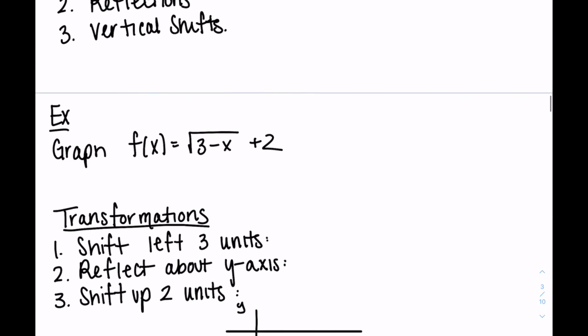So let's look at an example. We've got f of x equals the square root of 3 minus x, plus 2. So I've got three things going on. First, I've got the negative x. That's going to be a reflection. The plus 2 tells me I'm going to move it in the vertical direction. And then the positive 3 tells me I'm going to apply it to the horizontal. So my first is a horizontal shift that I have to go through. And that's a positive 3. So it corresponds to shifting our graph left 3 units.